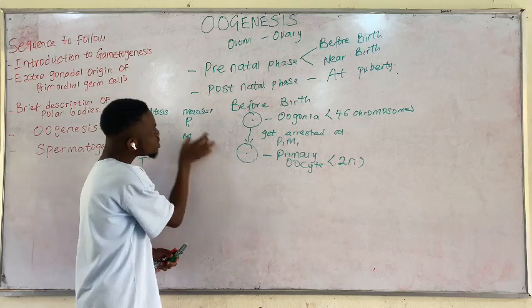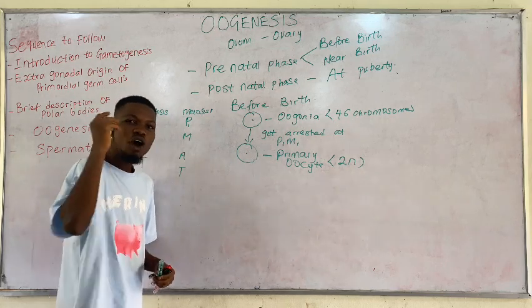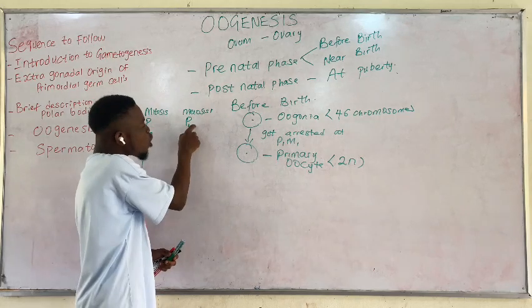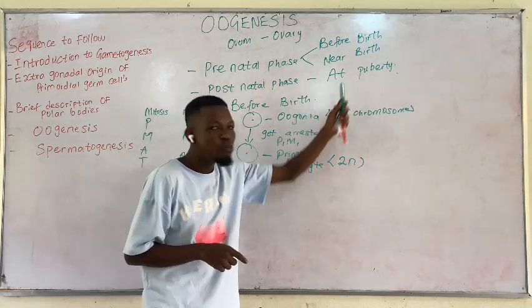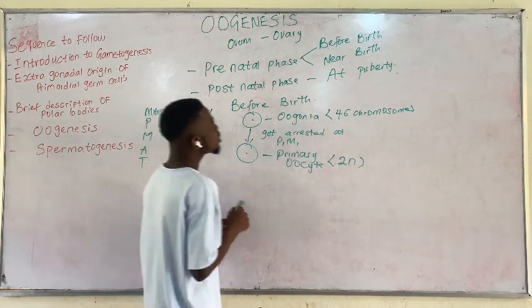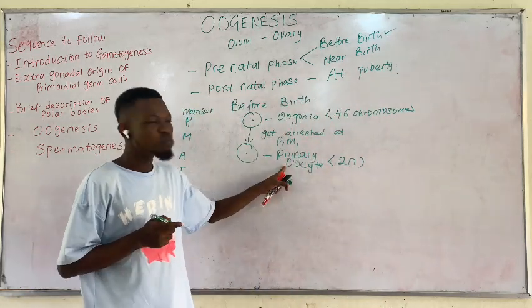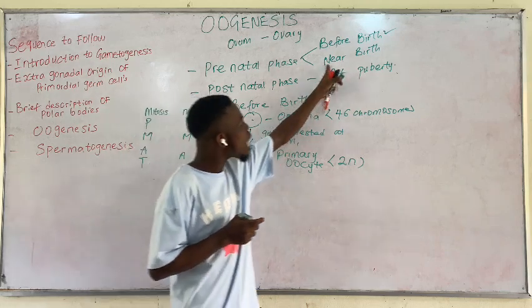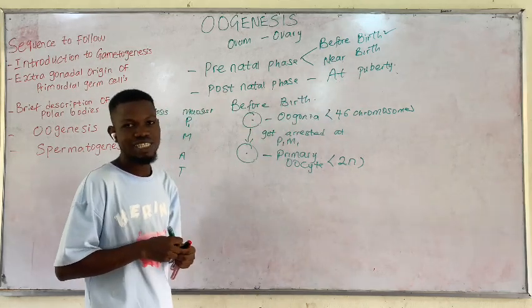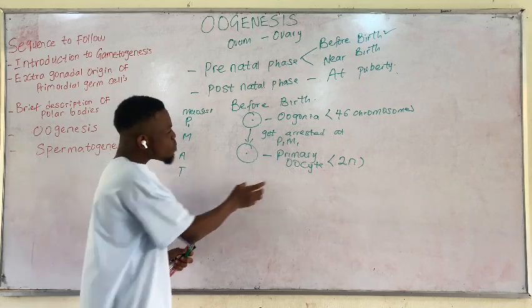So we now have the primary oocyte at prophase 1 of meiosis 1. Then the phase will continue from here until the female reaches what? Puberty. Now I'm done with before birth. Don't forget that before birth we end with what? Primary oocyte.